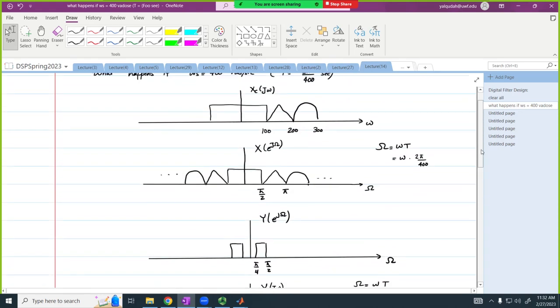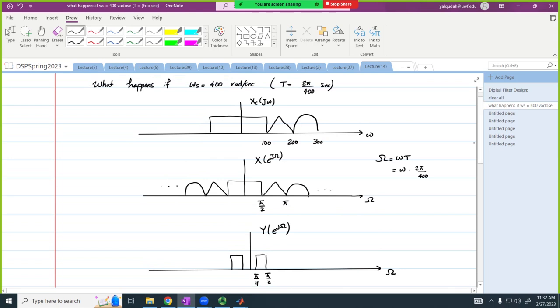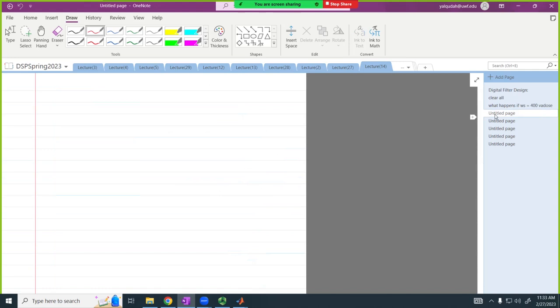And since you pointed out there is also aliasing here, I'm going to add here plus alias signal. Which might look something like this. This is 300. Some alias signal. Okay.